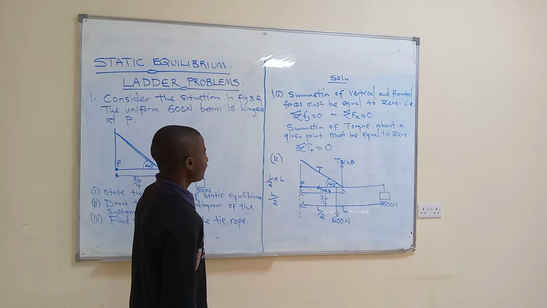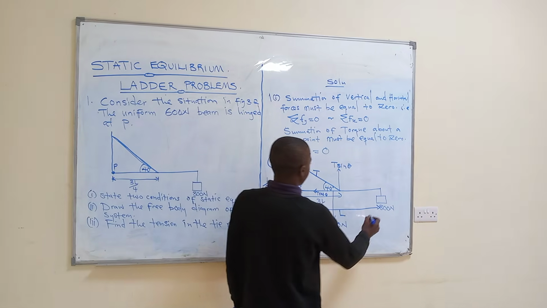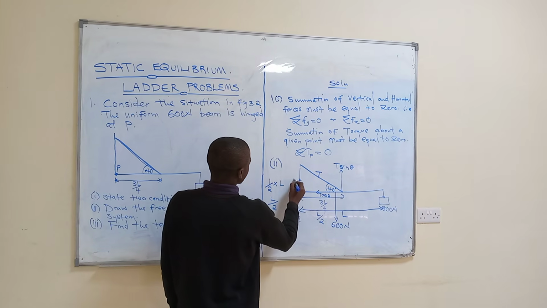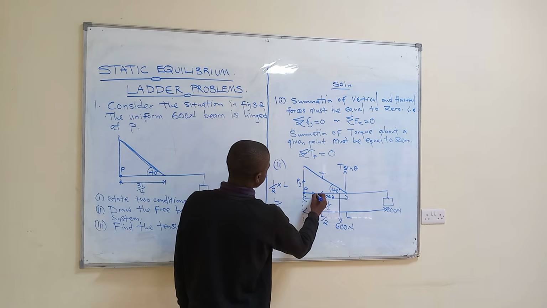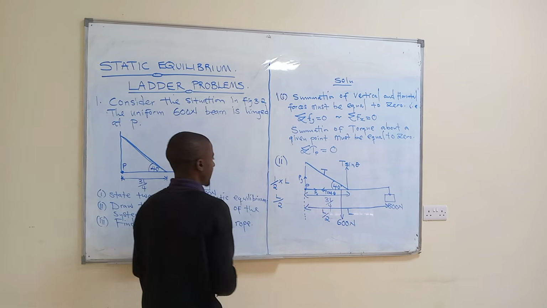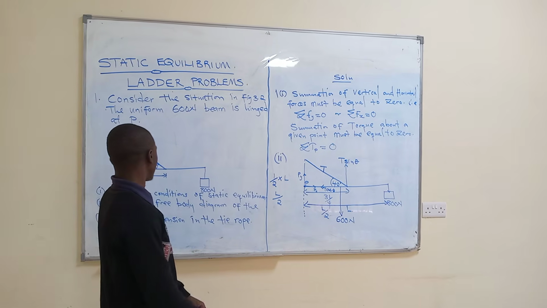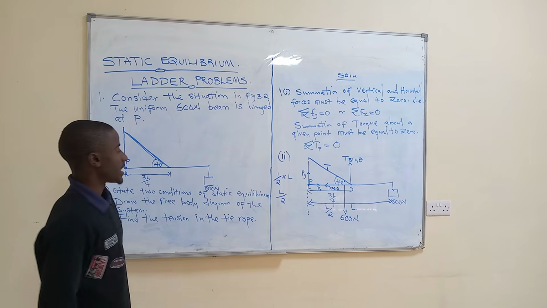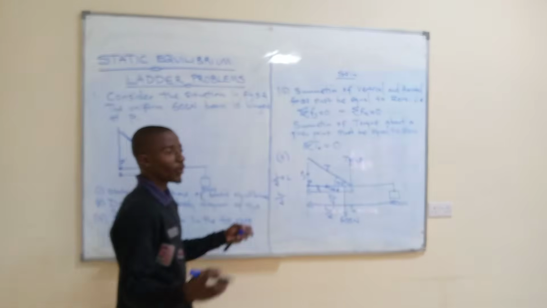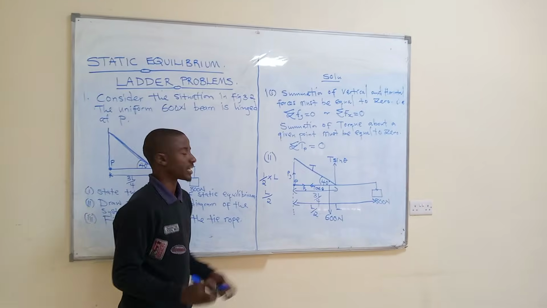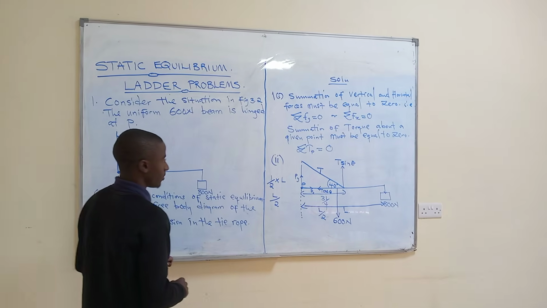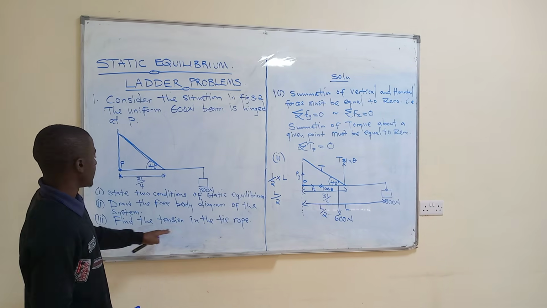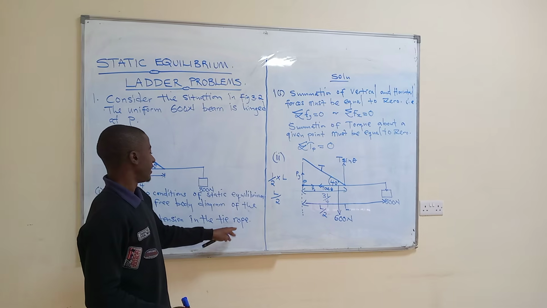Now, apart from that, we have the vertical component, which is Py, also the horizontal component Px. So this is the solution for question B, where they are saying draw a free body diagram. A free body diagram shows all the forces acting on an object. So from there, we can now proceed. They are saying find the tension in the tie rope.